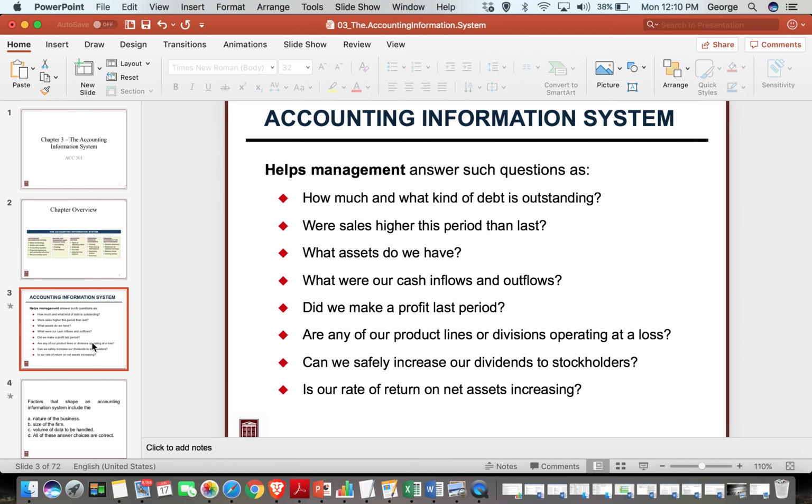Here are some questions that management might have. What kind of debt is outstanding? Were sales higher this period than last period? What assets do we have? What are our cash inflows and outflows? What were our profits? What product lines are doing the best and the worst? Can we increase our dividends? And is our rate of return on net assets increasing or decreasing? These are all questions you would hopefully find answers to in your financial accounting information system.